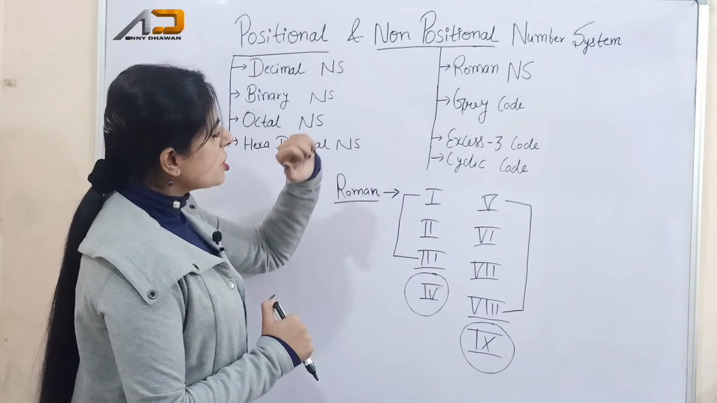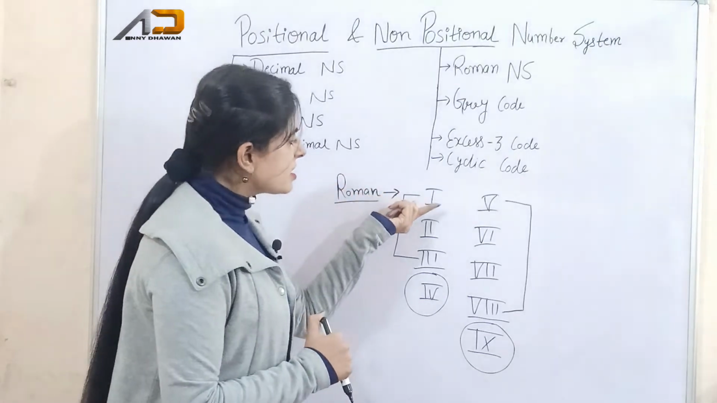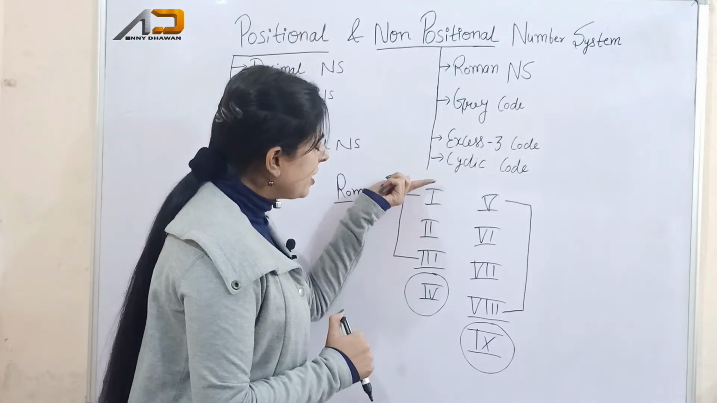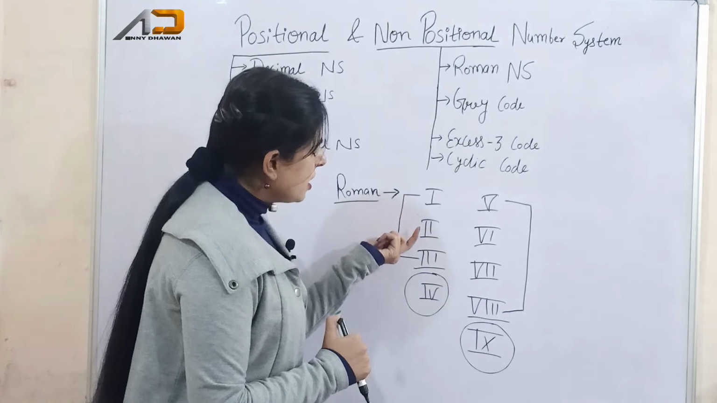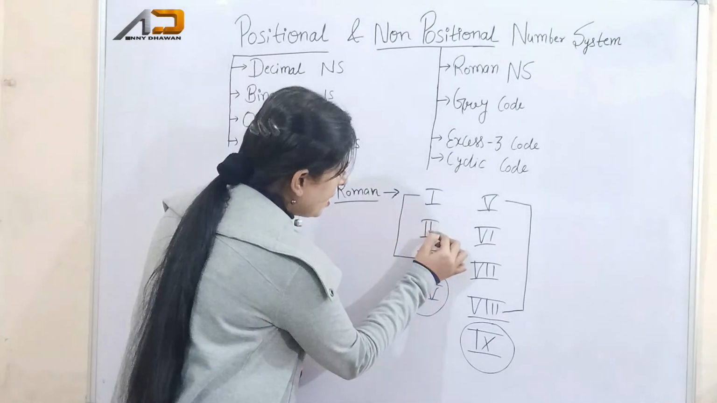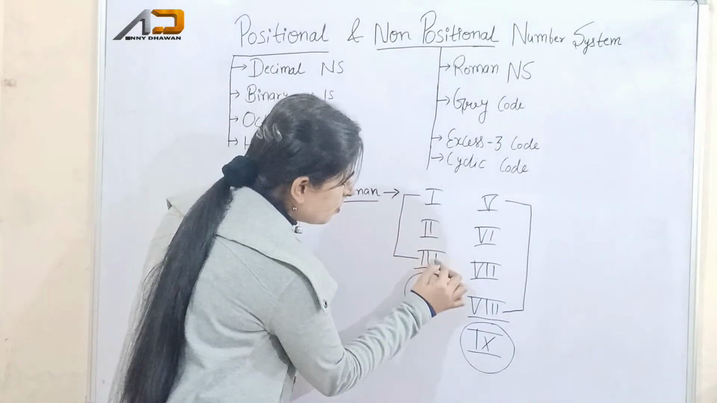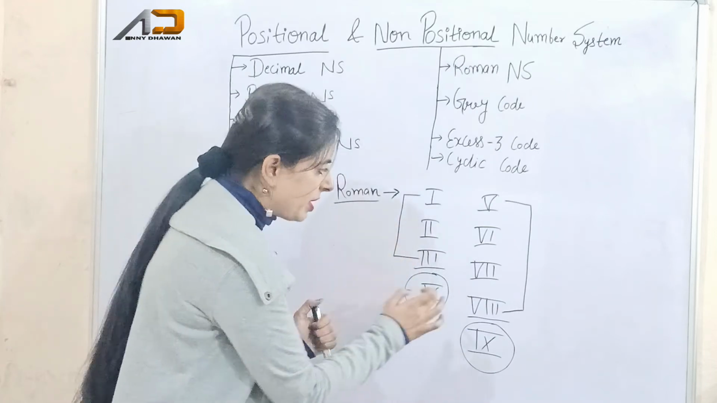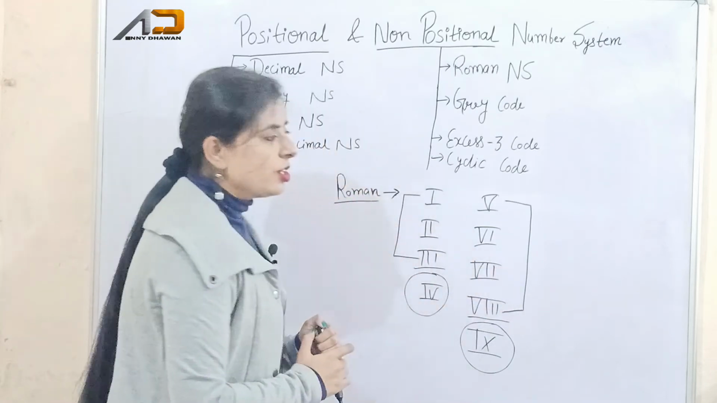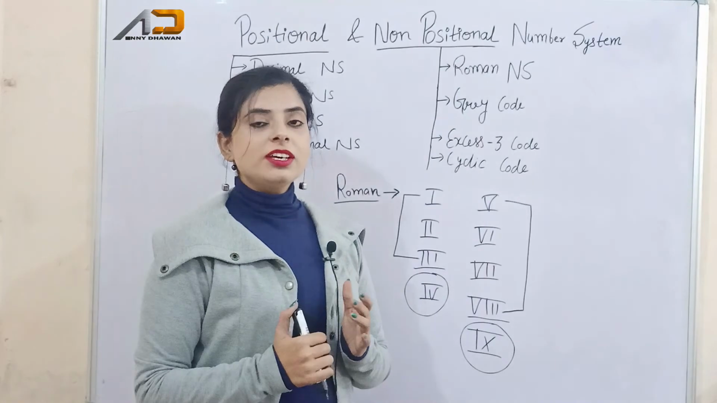Actually, in non-positional number system, every symbol is independent of its position. Every symbol is independent of its position. So what do we call such a number system? Non-positional number system.